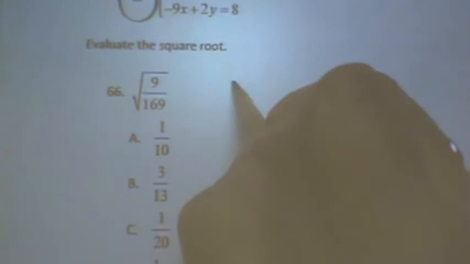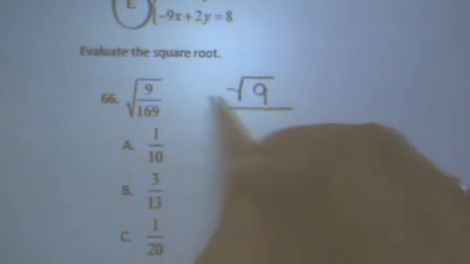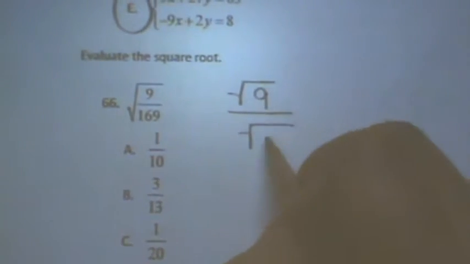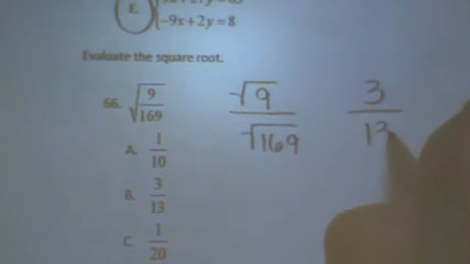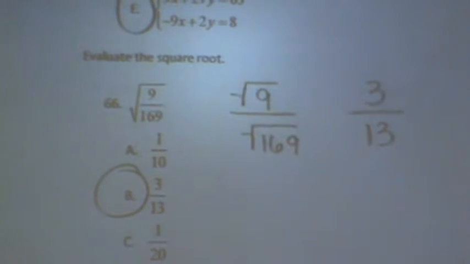66, the square root of 9 over 169. What two numbers are the same that multiply to give you 9? And what two numbers are the same that multiply to give you 169? That would be 3 over 13. B.